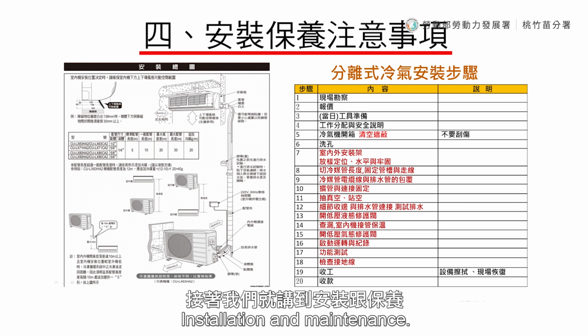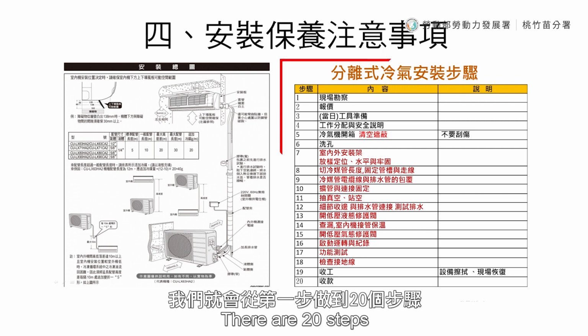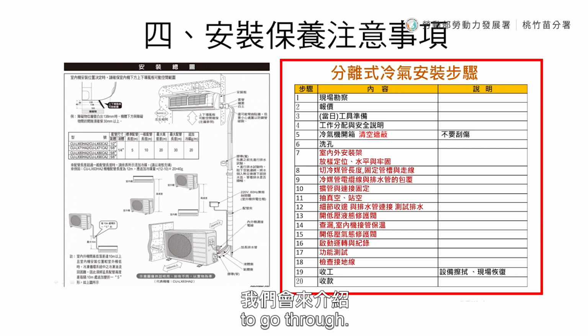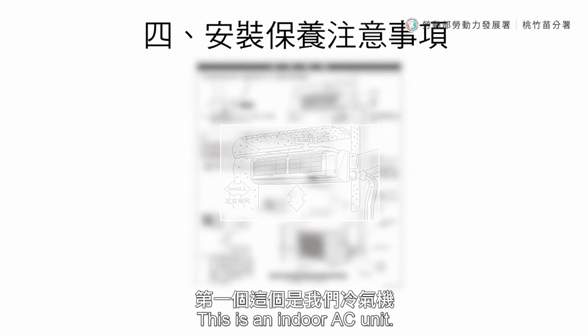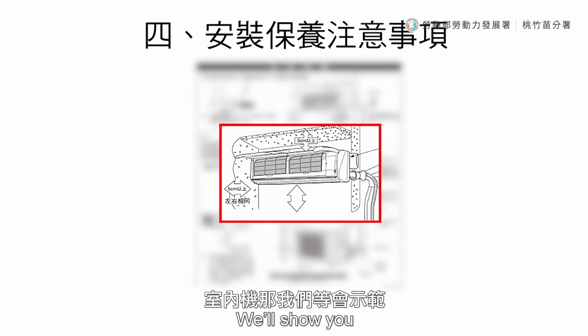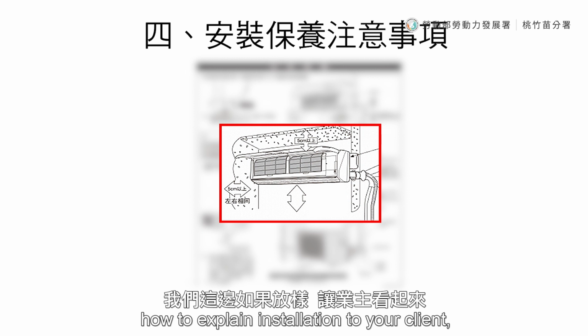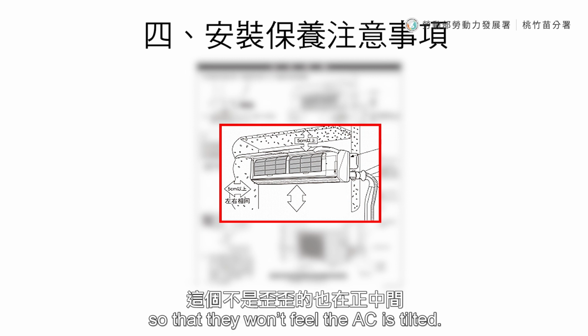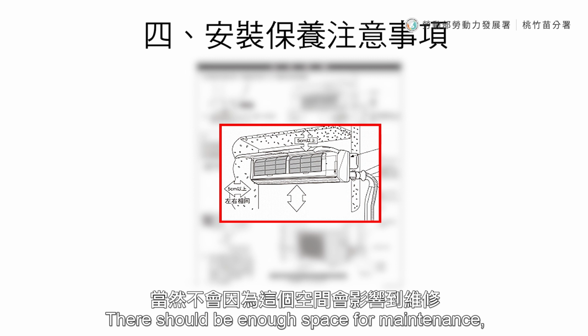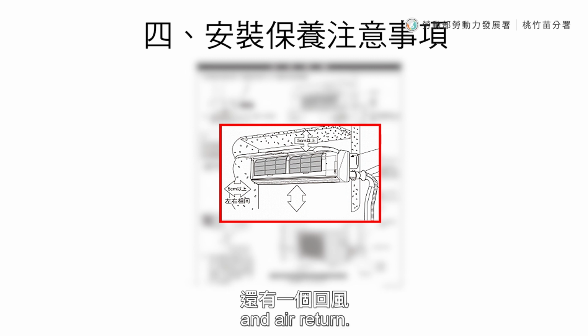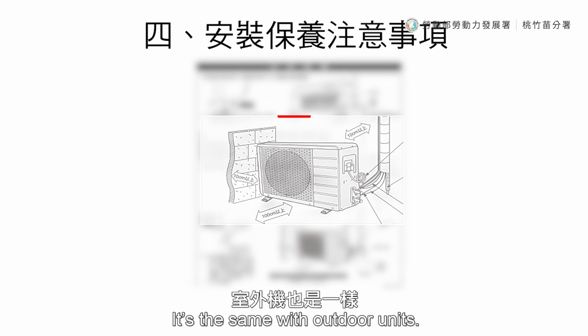Installation and maintenance. There are 20 steps to go through. This is an indoor AC unit. We'll show you how to explain installation to your client so that they won't feel the AC is tilted. There should be enough space for maintenance and air return. It's the same with outdoor units.